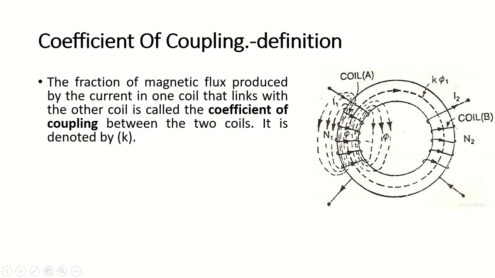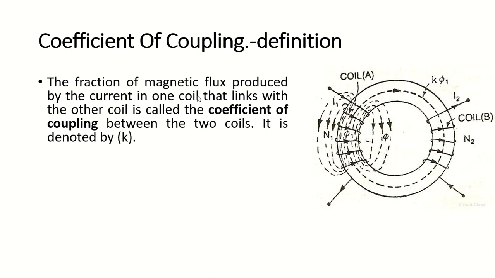And this flux phi1 will be linking with coil B. That is, if phi1 is the flux linkage in coil A, a part of flux phi1, that is K into phi1, will be linking with coil B. Due to that flux, there will be an EMF induced in coil B, which is known as mutually induced EMF. We represent M as the mutual inductance, L1 as the self-inductance of one coil, and L2 as the self-inductance of the second coil.